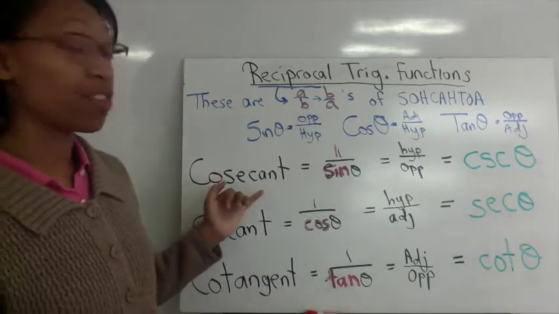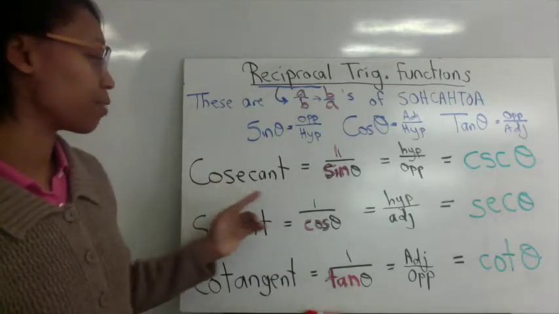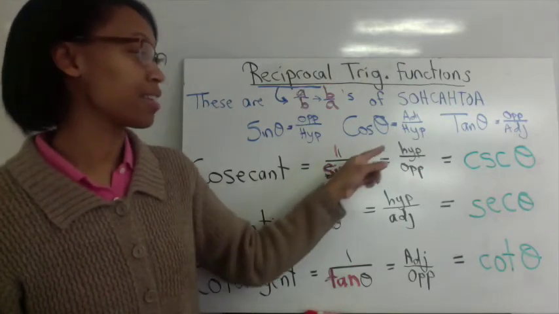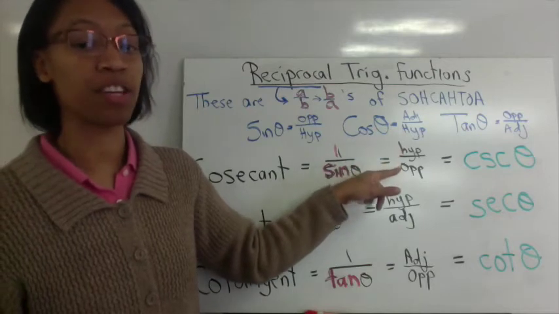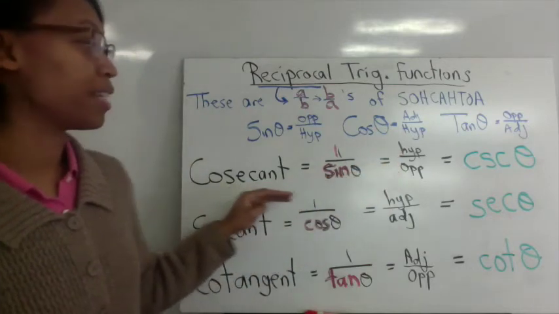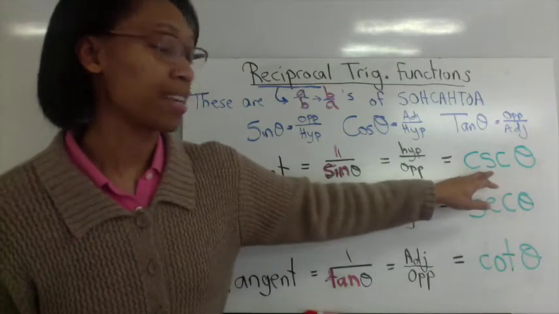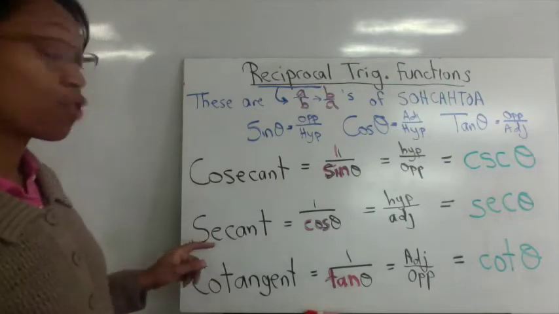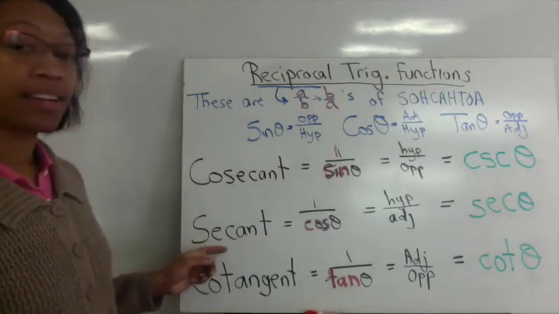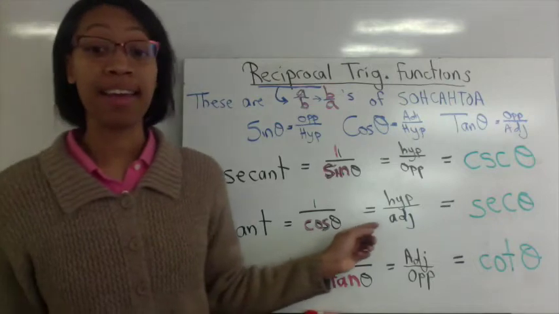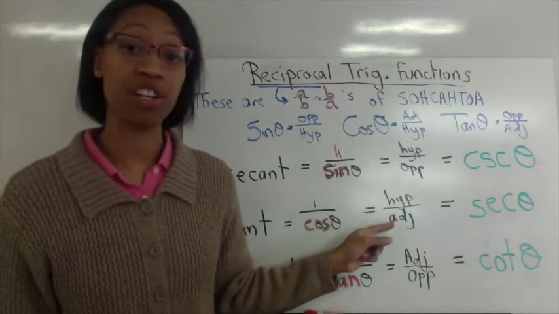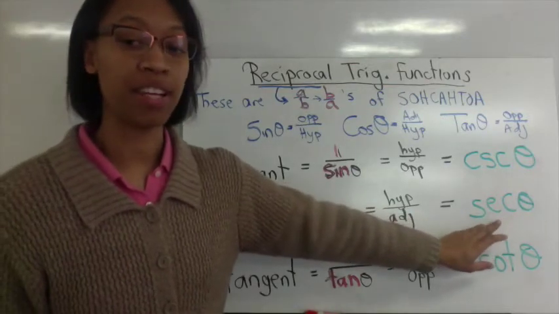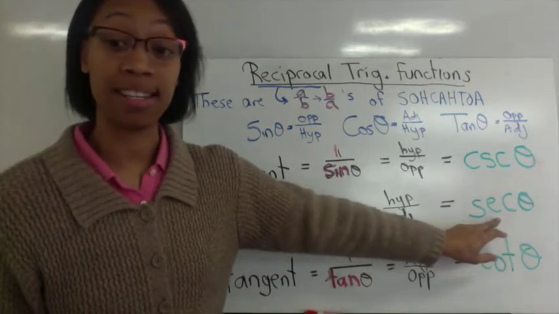When you flip the sine, 1 over the sine is the cosecant. So cosecant is 1 over sine, and that means the cosecant is the hypotenuse over the opposite. Cosecant is abbreviated CSC. That's the flip of sine. 1 over the cosine is called the secant. The secant is 1 over the cosine, and it is hypotenuse over adjacent. Secant is abbreviated SEC.